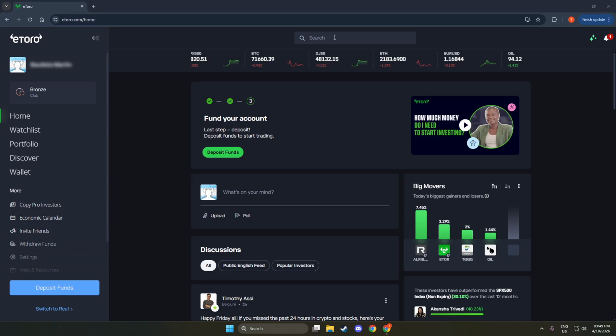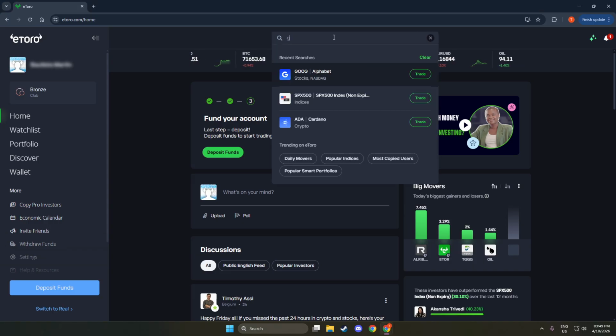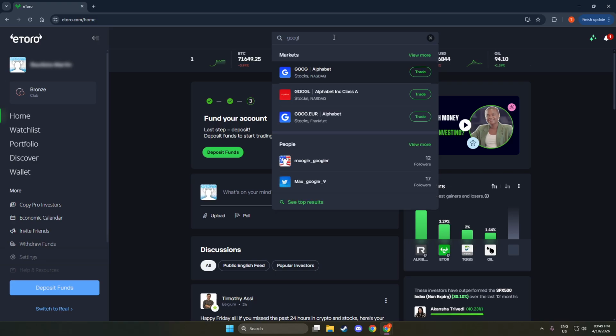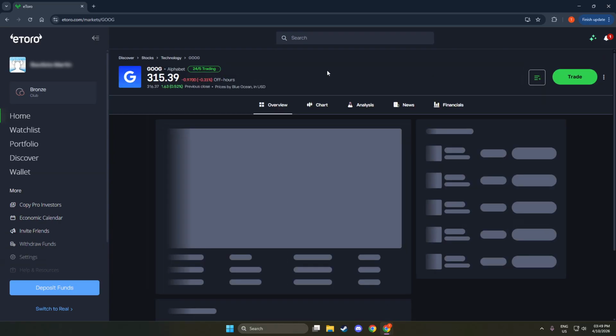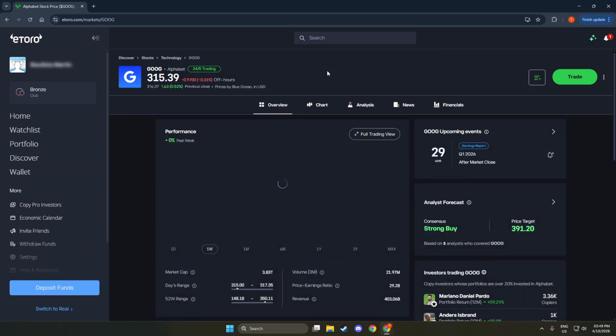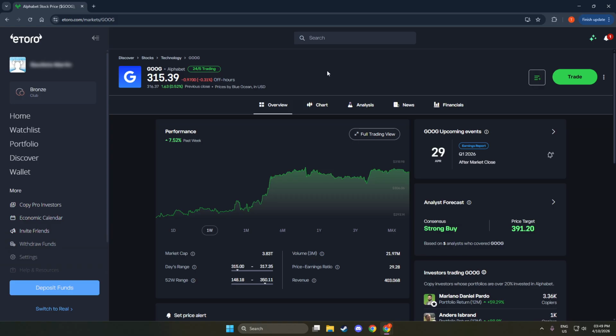Next, click the trade button. This opens the trade window, which defaults to a buy order. At the very top, switch from buy to short. This tells eToro you want to open a position that benefits if the price falls. Always double-check that you see short selected before entering any details. This is the most common mistake people make.